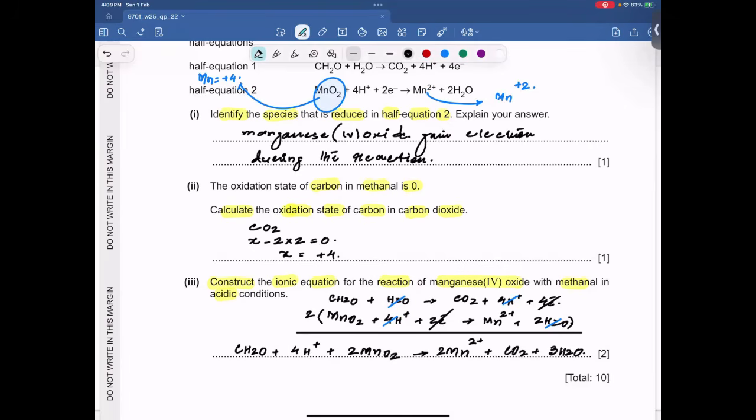So let me check. We need to balance the charge. We have 4 plus charge here. We have 2 times 2, 4 plus charge here. So charges are balanced on both the sides. Let me check the oxygen atom. 2 times 2, 4 oxygen plus 1, 5 oxygen. We have 2 plus 3, 5. Manganese 2 moles, manganese 2 moles, carbon 1 mole, carbon 1 mole. Let me check hydrogen atom. We have 4 hydrogen here, 2 hydrogen here. So total 6 hydrogen on the reactant side. We have 6 hydrogen on the product side. I believe that's the chemical equation.